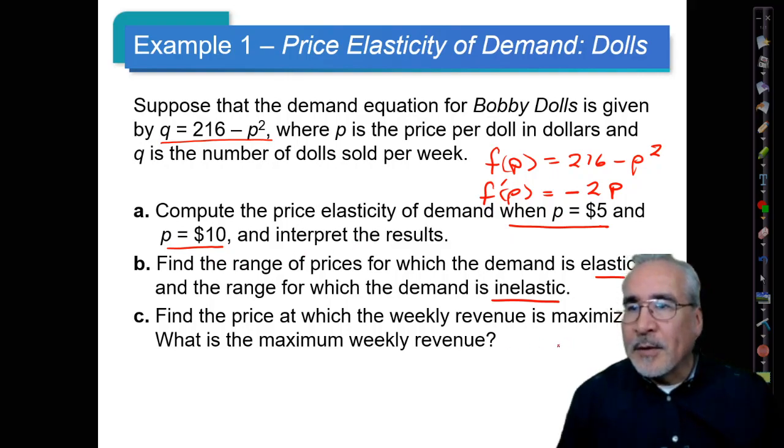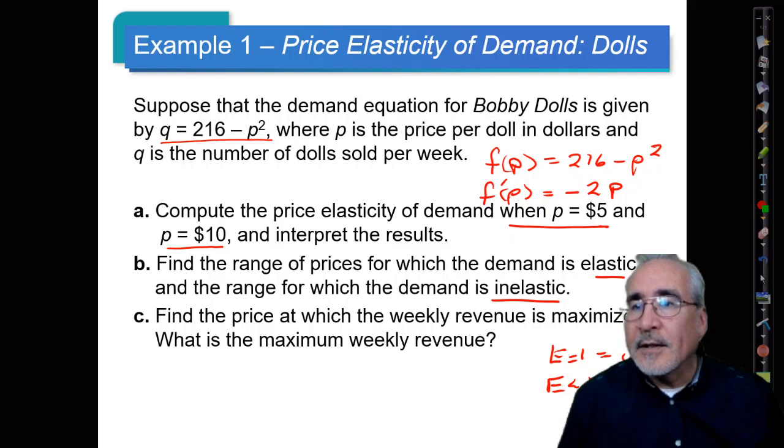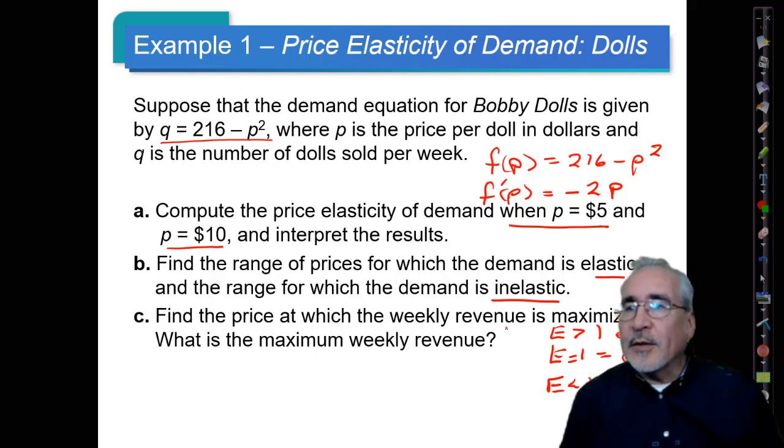Okay, so remember when E equals 1, we have unit elasticity. E less than 1, inelastic. And when E is greater than 1, we have elastic. Okay. Find the price at which the weekly revenue is maximized. What is the maximum weekly revenue? So it's going to be maximized, remember, right here when we find E equals 1.